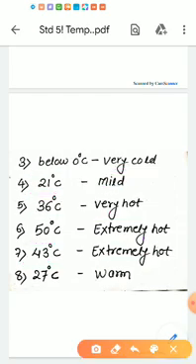And the last one, when the temperature condition is 27 degrees Celsius, what will be the state of weather? You can see the table. When temperature condition ranges from 25 to 30 degrees Celsius, the state of weather is warm. So at 27 degrees Celsius, the state of weather will be warm.